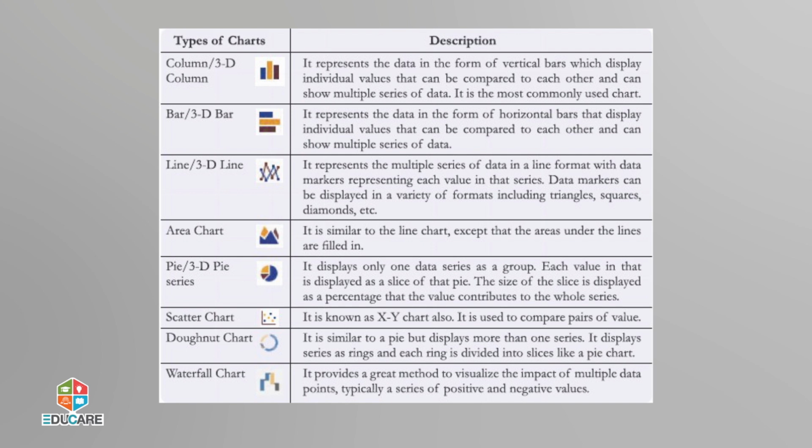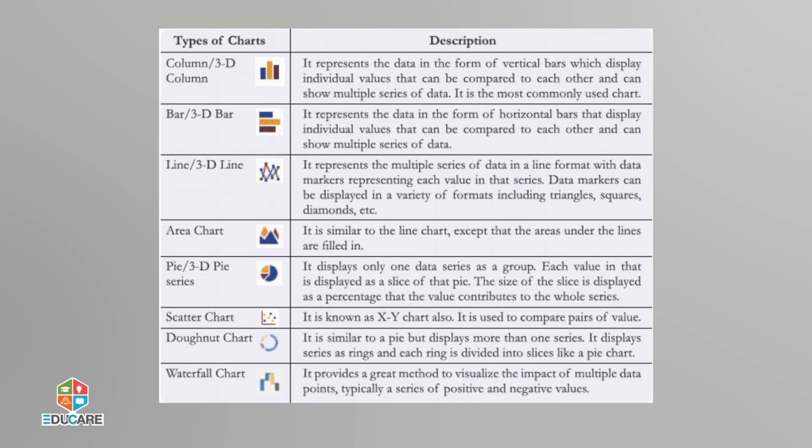Pie or 3D pie. It displays only one data series as a group. Each value in that series is displayed as a slice of that pie. The size of the slice is displayed as a percentage that the value contributes to the whole series. Scatter chart. It is also known as XY chart. It is used to compare pairs of values.